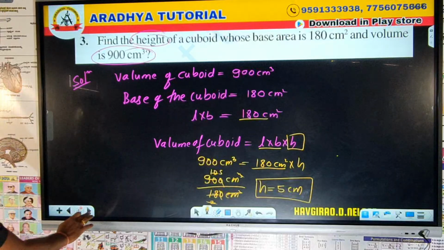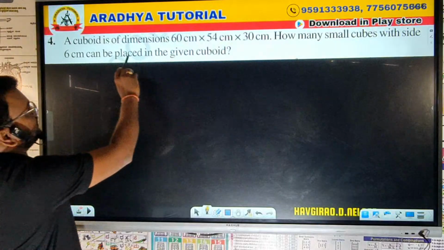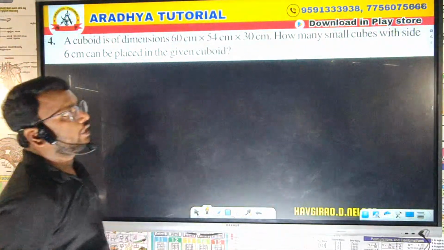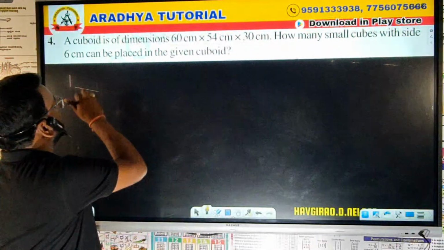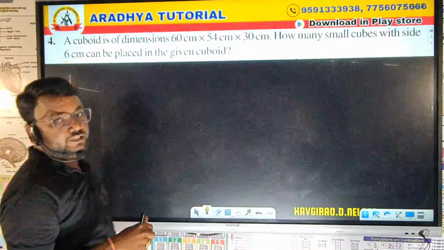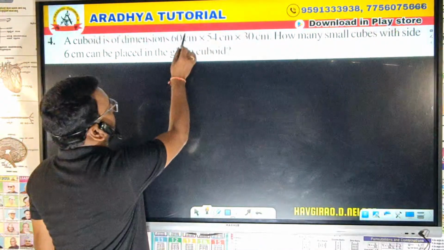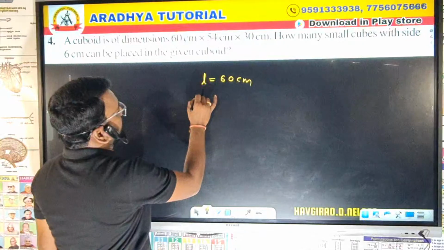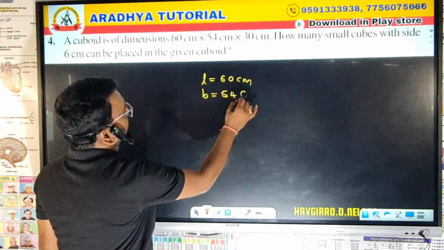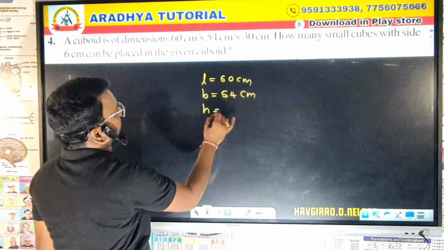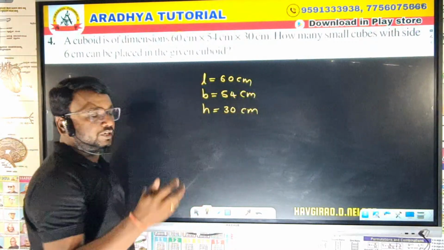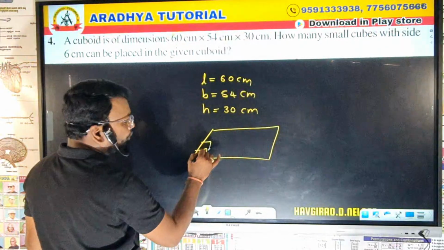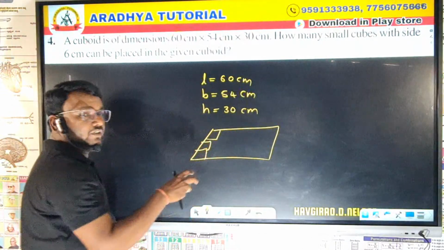Okay, next question. A cuboid has dimensions 60 centimeter, 54 centimeter, 30 centimeter. How many small cubes with side 6 centimeter can be placed in the given cuboid? Length equals 60 centimeters, breadth equals 54 centimeter, and height is 30 centimeter. That is one cuboid. In that cuboid we have to fit the small cubes. How many cubes can be fit in this cuboidal volume?